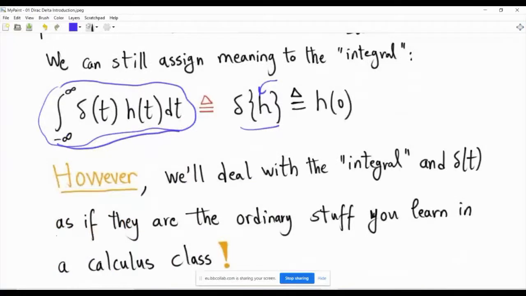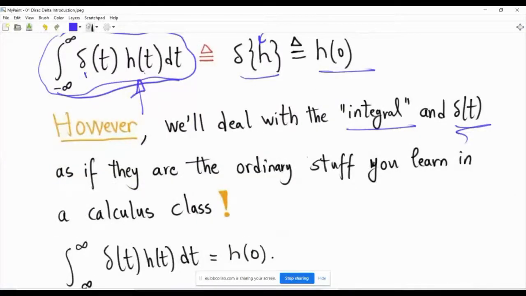So we will take this integral and we will deal with delta t as if we are doing calculus. But of course, what we are doing is not calculus, okay? Again, because this integral at best should be understood as just a notation to mean the impact of delta on h of t, and delta is functional. It is something that takes a function as an input to produce a scalar. But this will make life very complicated, and so we need shortcuts.